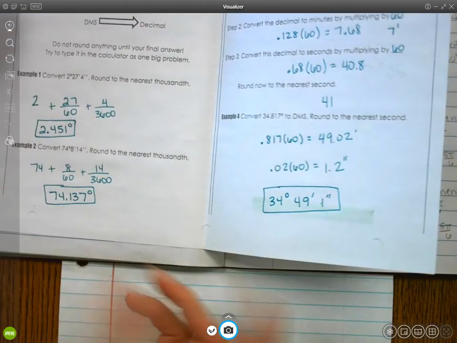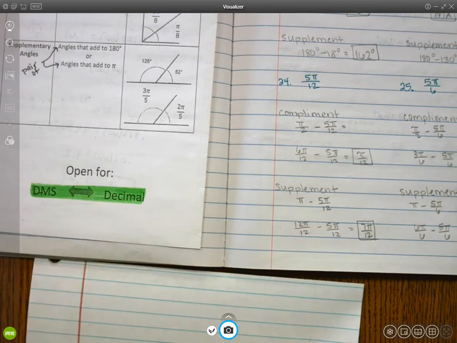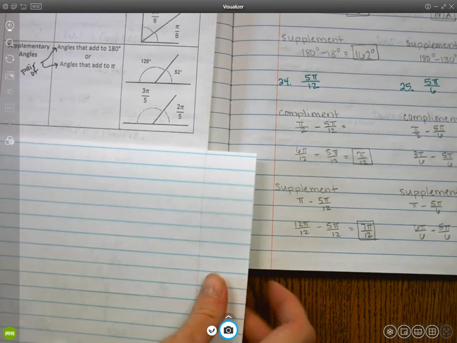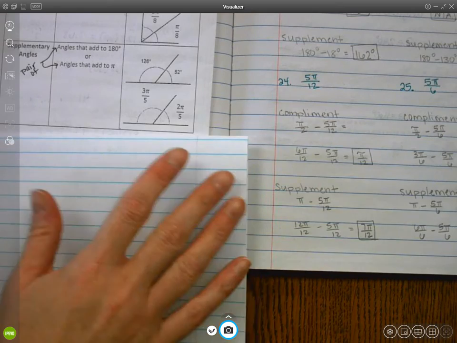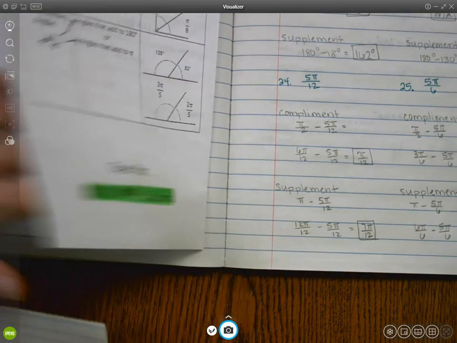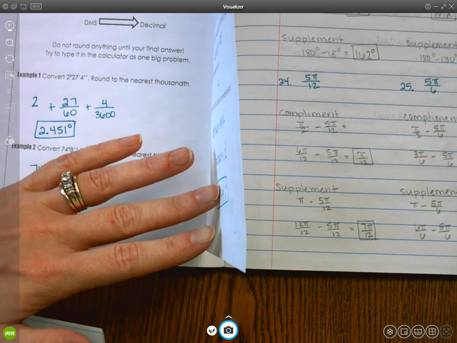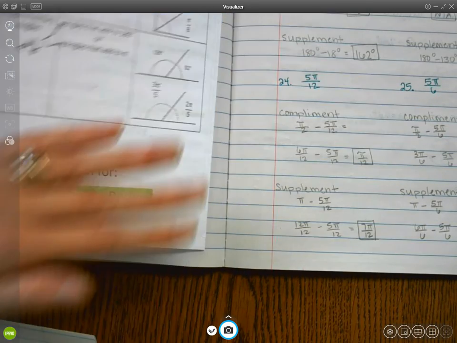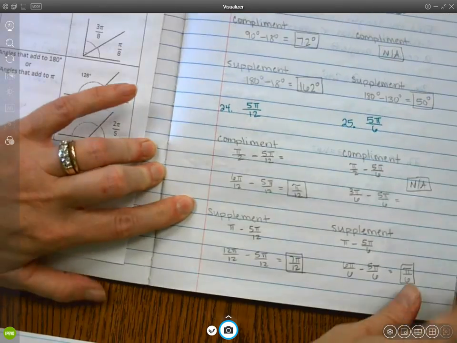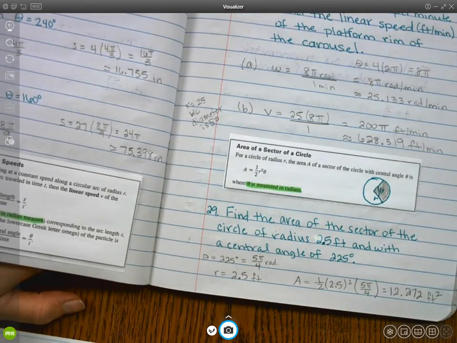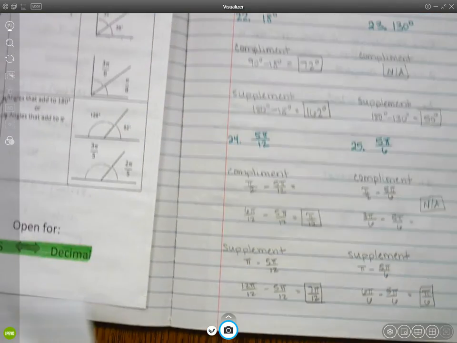Alright, so next we are going to talk about, what are we going to talk about next? I guess it doesn't really matter which one of these we do next. Okay, we'll just do this and then we'll talk about the inside of this.